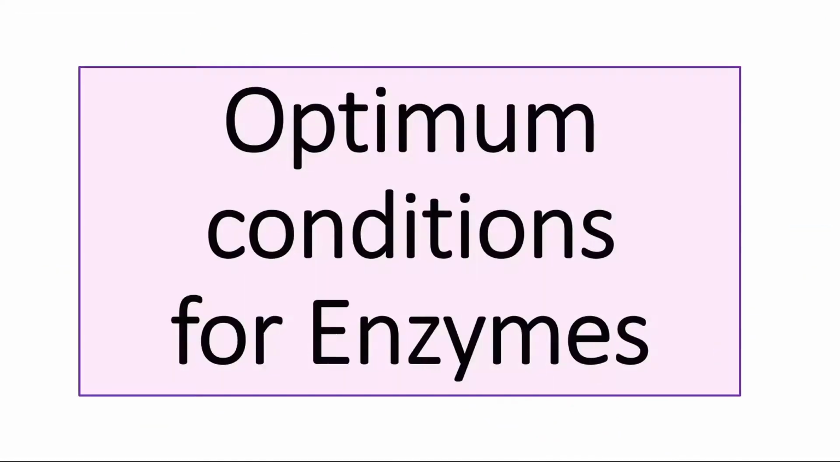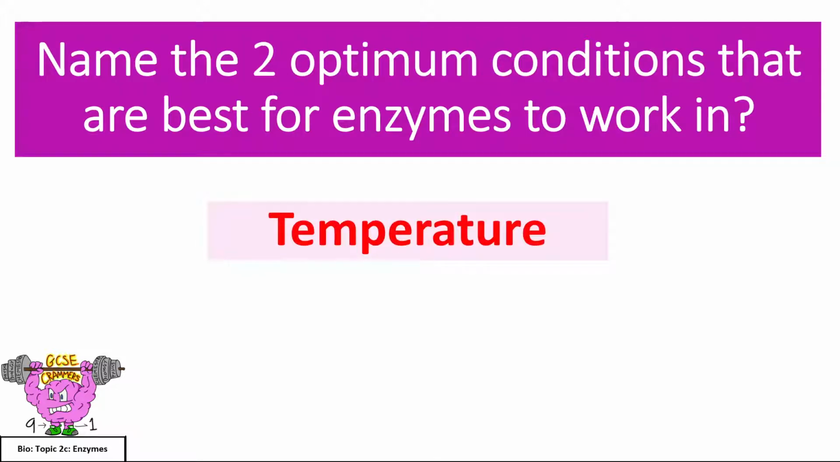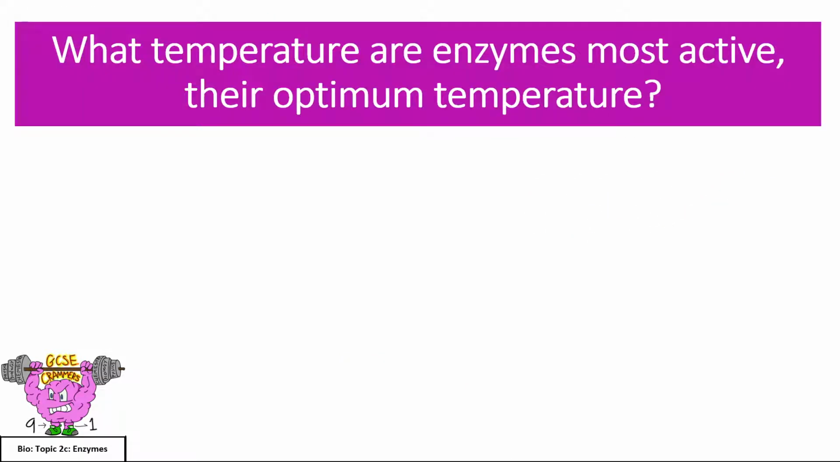The optimum conditions for enzymes. Name the 2 optimum conditions that are best for enzymes to work in: temperature and pH. At what temperature are enzymes most active? Their optimum temperature is 37 degrees centigrade.